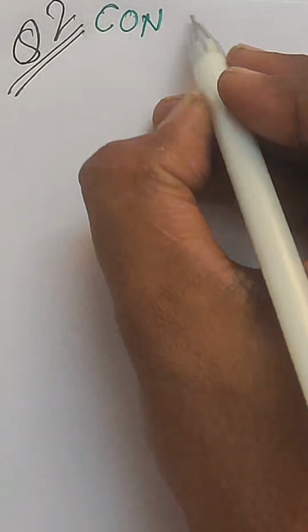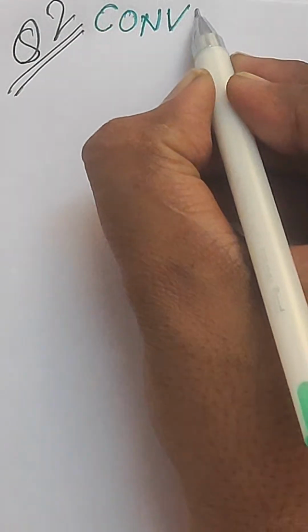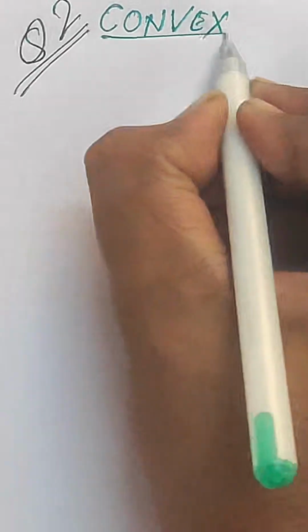Where are you from? Please reply. Definitely, Hunter, experiment from India. It's a convex, right? I am from Jharkhand, yes, Dhoni state.